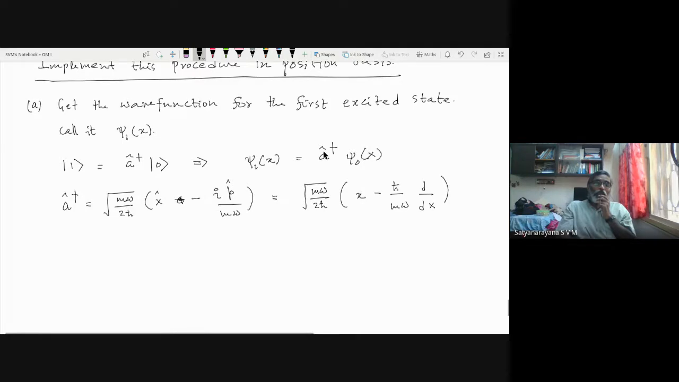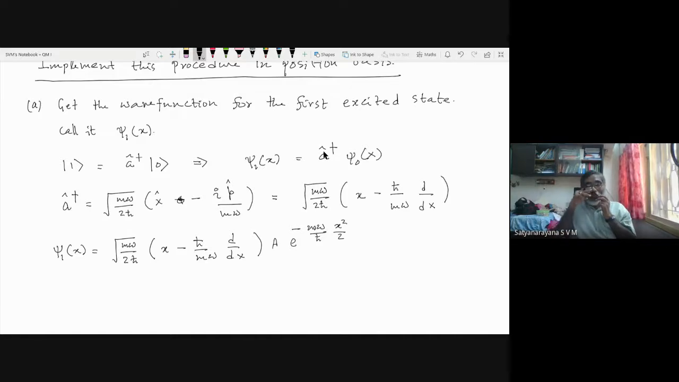So what will be my psi 1 of x? Psi 1 of x is equal to square root of m omega by 2 h bar into x minus h bar by m omega into d by dx, and there is some constant, that into e to the minus m omega by h bar into x squared by 2. So you just differentiate this or just multiply this, and you will get some function. Of course, there will be a normalization constant which you again have to fix by normalizing this.